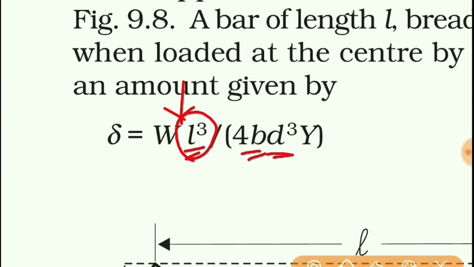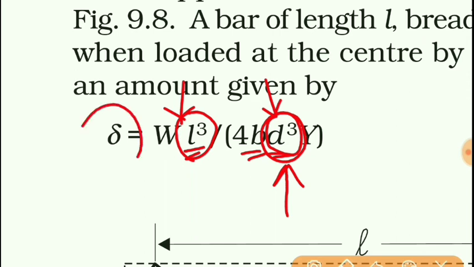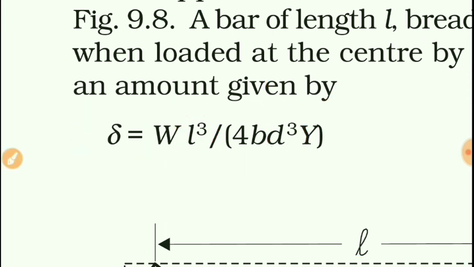But you can see here on thickness, D is the thickness actually here. So if we increase the thickness by a little, then sagging will reduce considerably because it is the cube of that. So rather than increasing the breadth, we can increase the thickness to reduce the sagging.